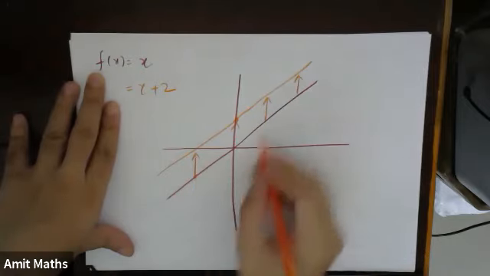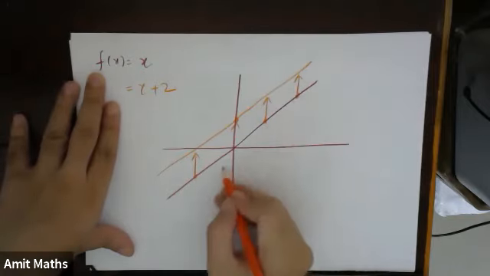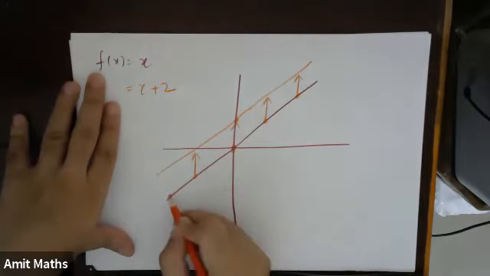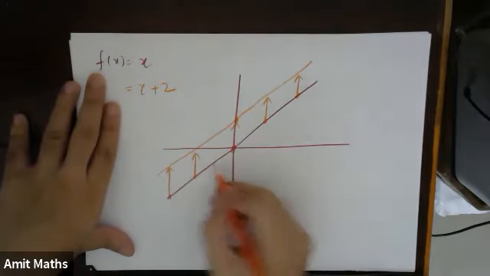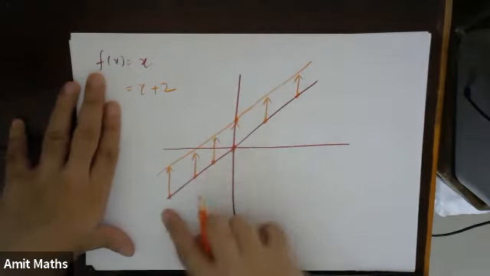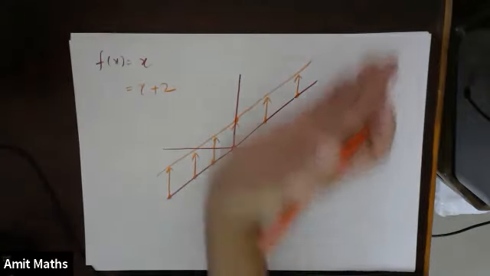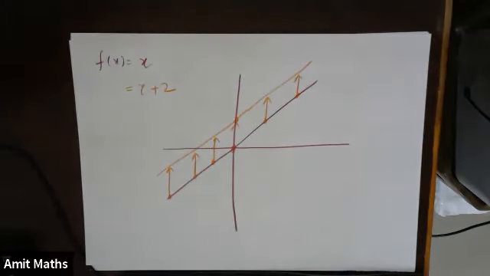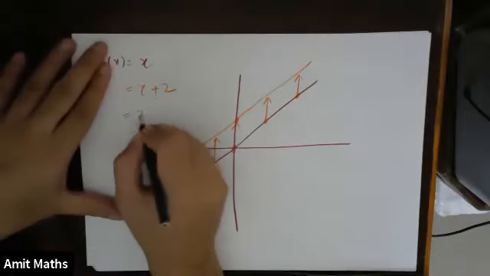The same points get shifted up. This point gets shifted up by 2, and similarly, every point gets shifted up by 2. Understood? Now, instead of adding, I will subtract.